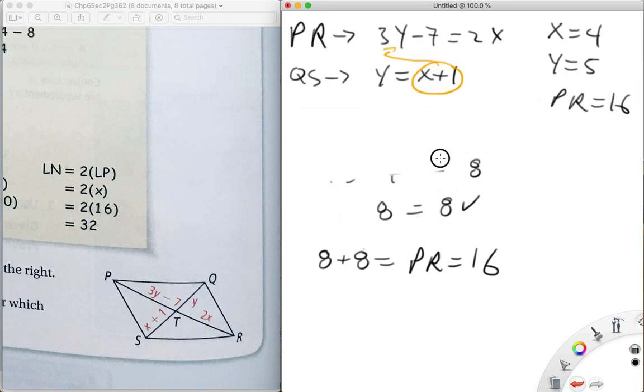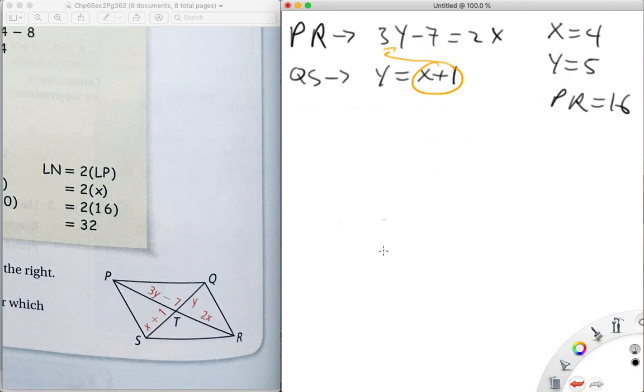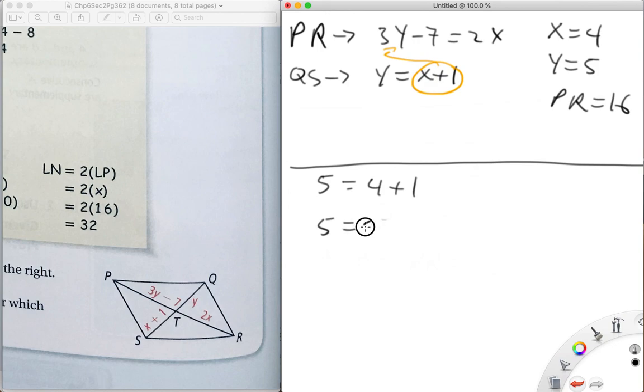Alright, so now we're going to do that for QS. So we already know what y is. So y equals 5, yay. So 5 equals 4 plus 1, so that works. So 5 equals 5. But they want QS, so QS is going to be 5 plus 5, which equals 10. So QS equals 10.